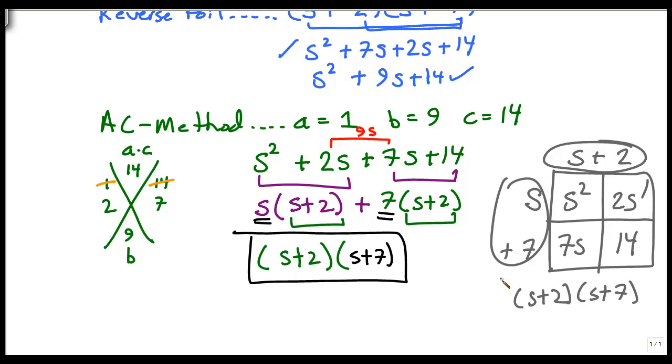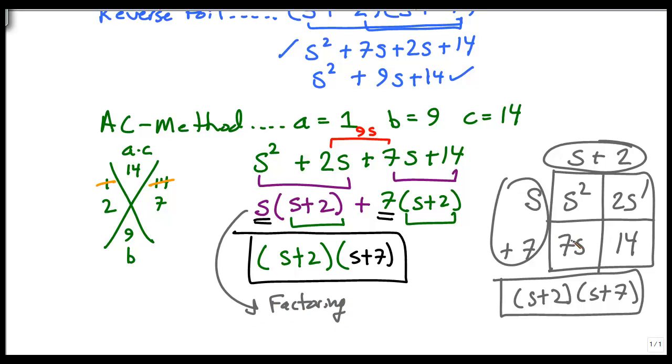So a lot of times you'll see this called the X box method, because here I have an X and here I have my box. But it's the same as the AC method. Okay, it's just a visual representation of that. So whether you want to use reverse FOIL or the AC method using grouping, so this is factor by grouping, or you want to use that factoring by this box method, it doesn't matter.